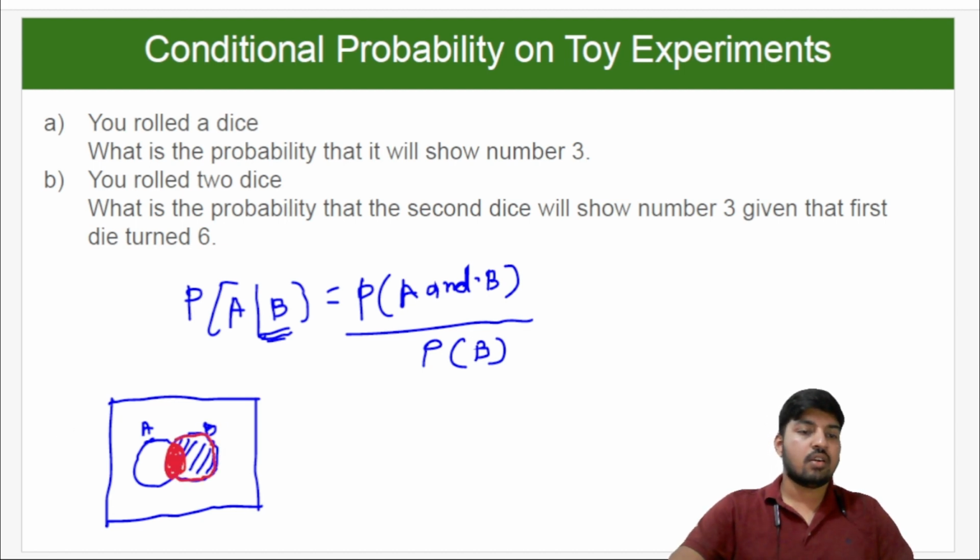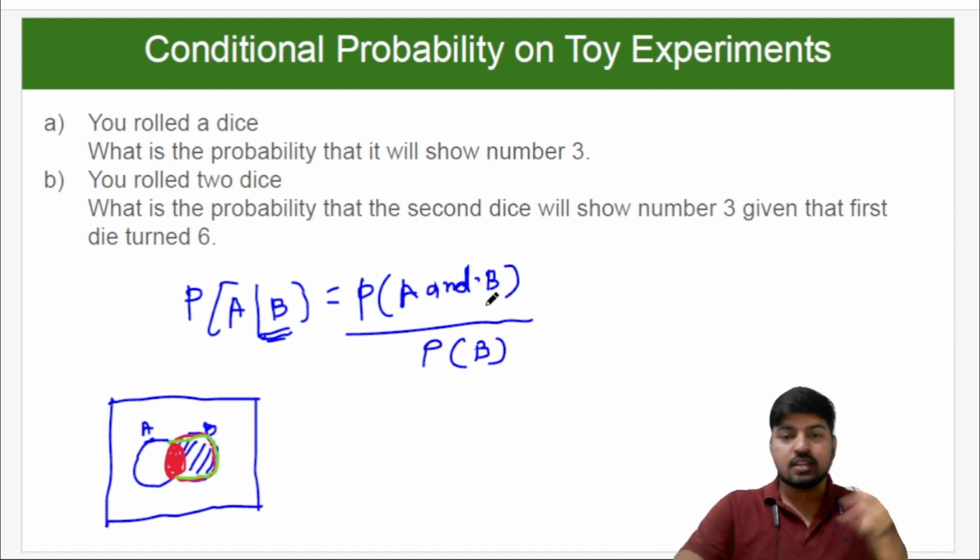Probability of B, maybe I will draw in some different color. Is it visible properly, or am I drawing something small? Is it visible what I'm drawing? Yes. Okay. Thanks. Thank you, Priya and Amit.